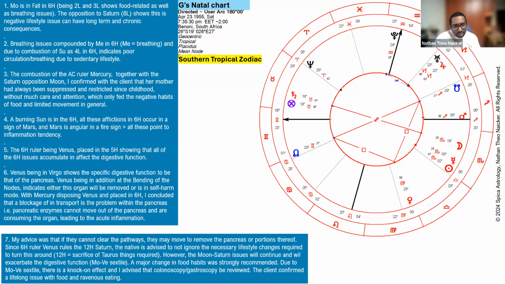However, the Moon Saturn issues will continue and will exacerbate the digestive function, because there's a Moon Venus sextile that is going to perfect. In terms of the natal chart, it is moving in that direction.